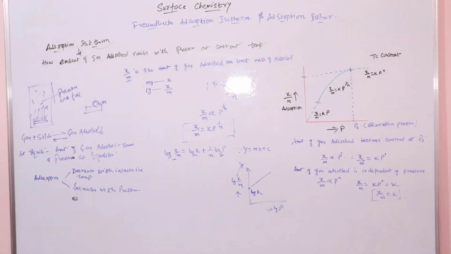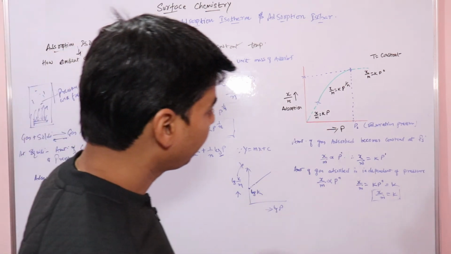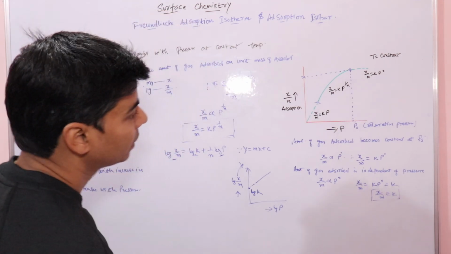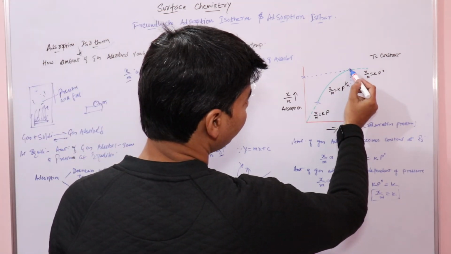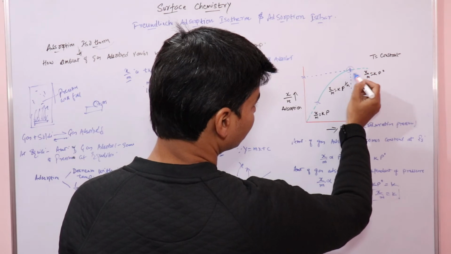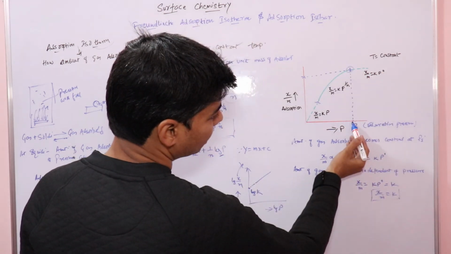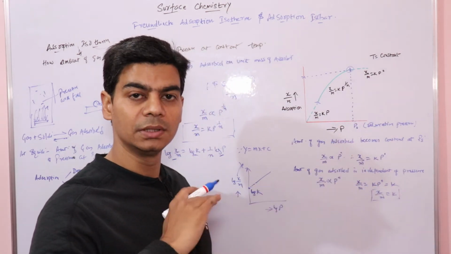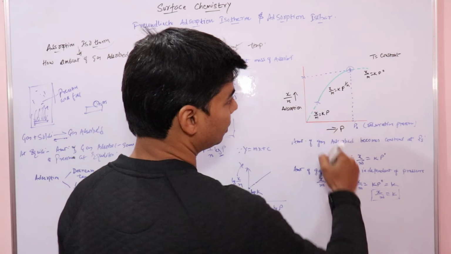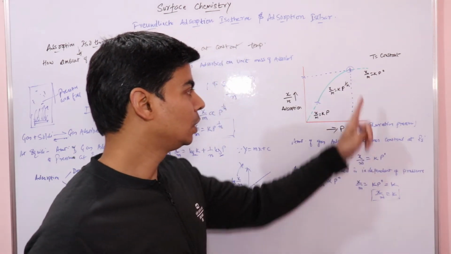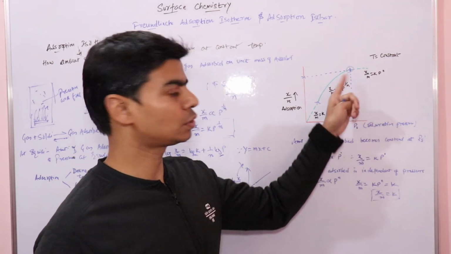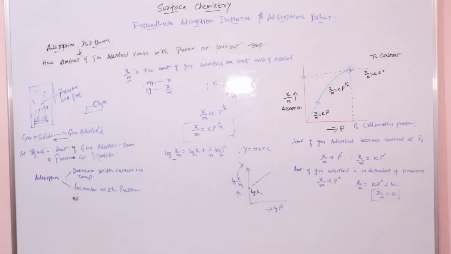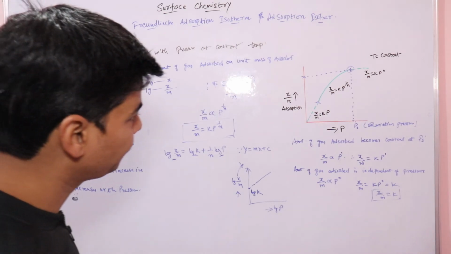So this is it for the adsorption isotherm. One thing: there is a limitation of the adsorption isotherm, that it could not explain the behavior at high pressure, because at high pressure we observed that the amount of gas adsorbed does not increase. It remains constant. So the Freundlich adsorption isotherm could not explain this. This is one of its shortcomings.